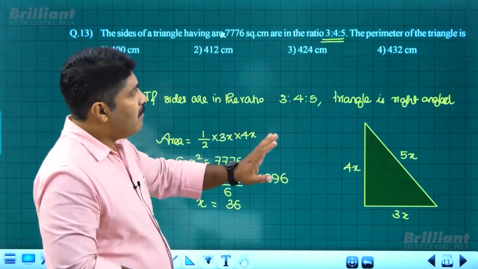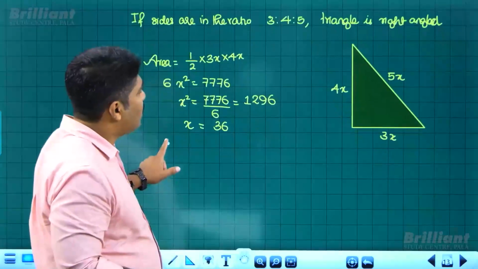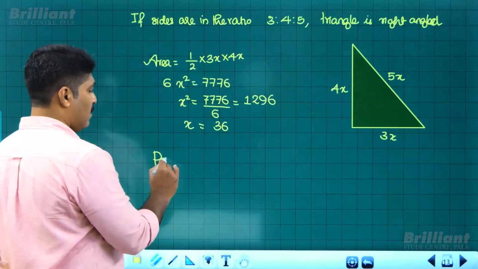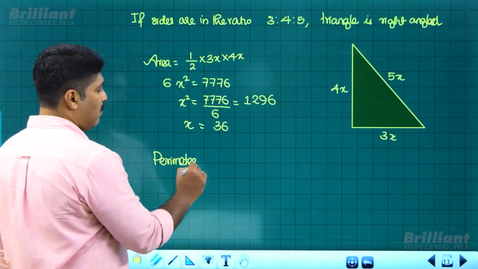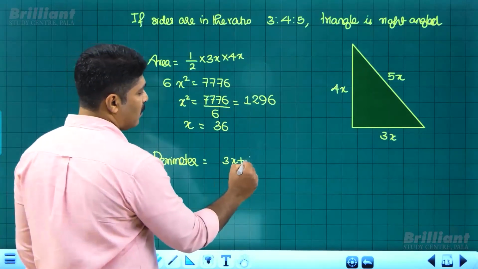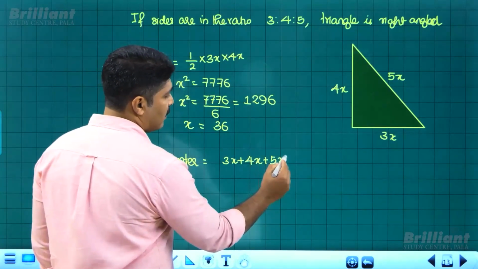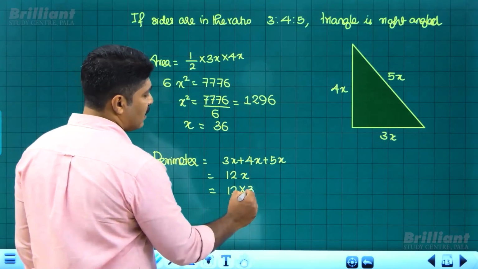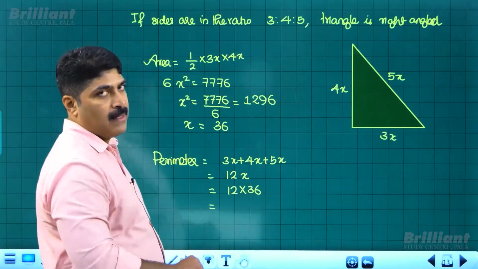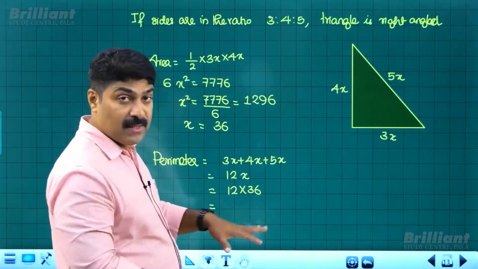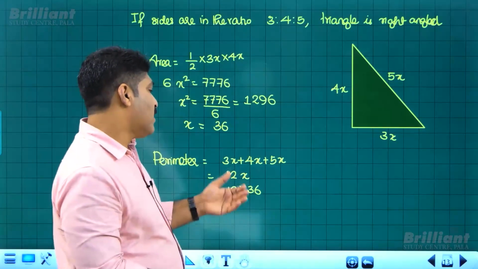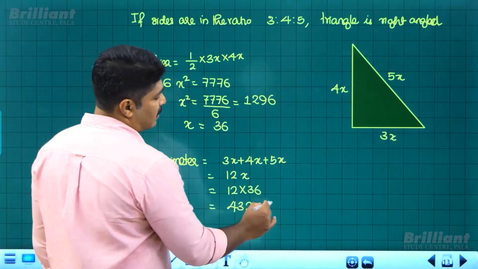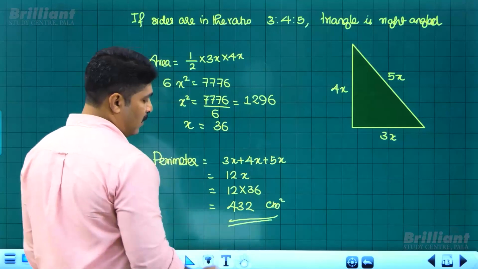Now we are going to find out the perimeter of this triangle. The perimeter of a triangle is nothing but the sum of the sides. Correct? Perimeter is 3x plus 4x plus 5x. So here this is 12x. Here we have the value of x as 36. Just multiply it like this. This is 12 into 36. 10 times of 36 is 360. 2 times of 36 is 72. 360 plus 72 is equal to 432. Correct? So therefore, this is the answer.